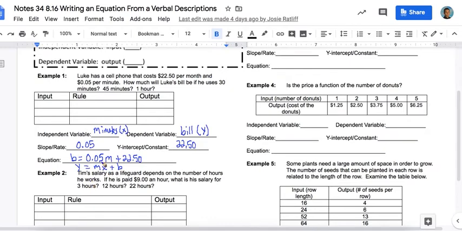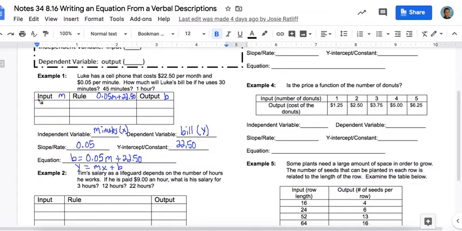Okay, now we're going to use that equation to represent the 30 minutes, 45 minutes, and 1 hour. So we have our input is our minutes, and our output is going to be what we get, what the equation equals after we put in the input. And our rule is 5 cents m plus $22.50.